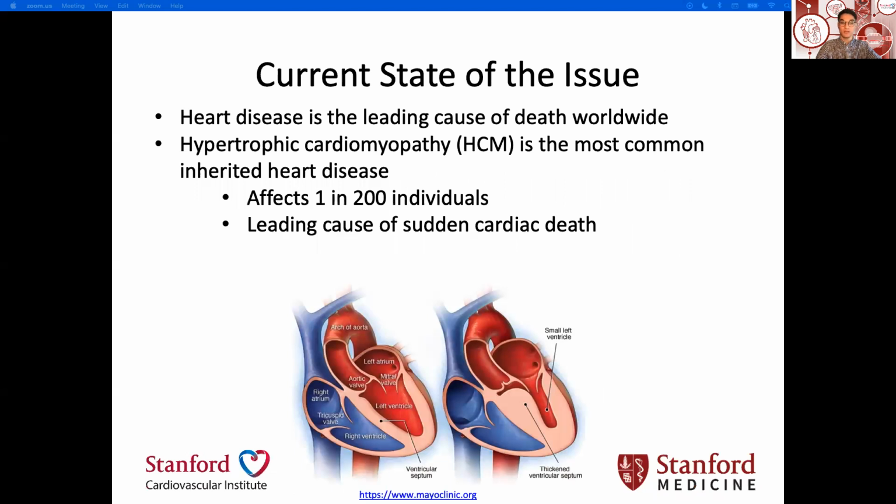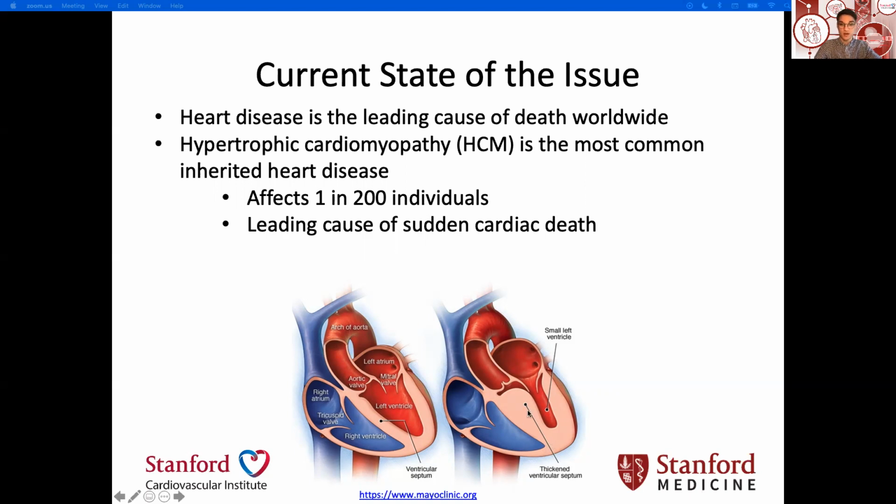Just a little background on the issue. Heart disease is the leading cause of death worldwide, and currently roughly 48% of US adults suffer from some sort of heart disease. Within that realm, hypertrophic cardiomyopathy, or HCM, is the most common form of inherited heart disease. It affects roughly 1 in 200 individuals, and it is a leading cause of sudden cardiac death, which essentially causes many young, apparently healthy individuals to just drop dead out of the blue.